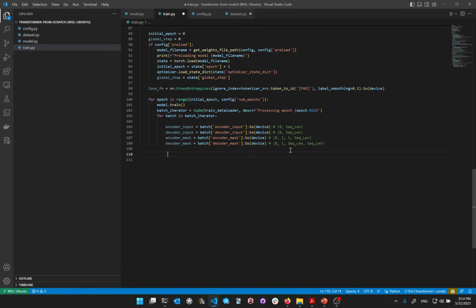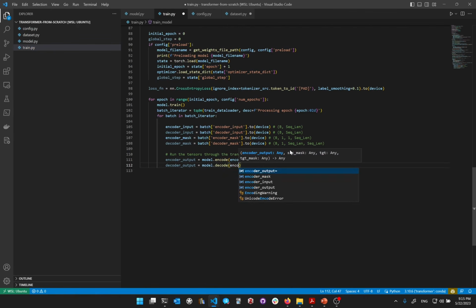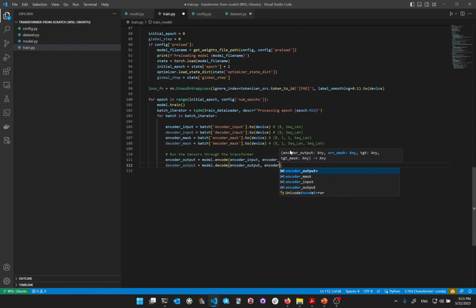Okay, now let's run the tensors through the transformer. So first we calculate the output of the encoder, and we encode using what? The encoder input and the mask of the encoder. Then we calculate the decoder output, using the encoder output, the source, the mask of the encoder, then the decoder input and the decoder mask.